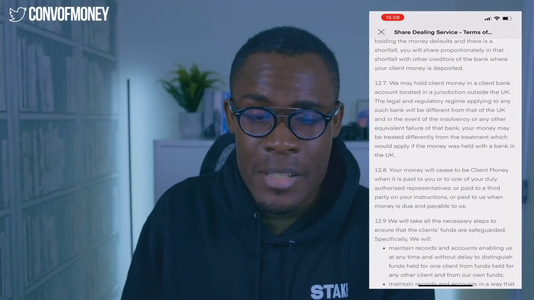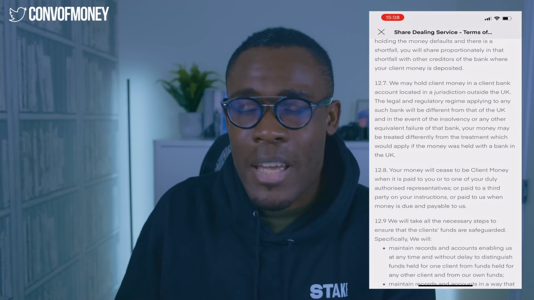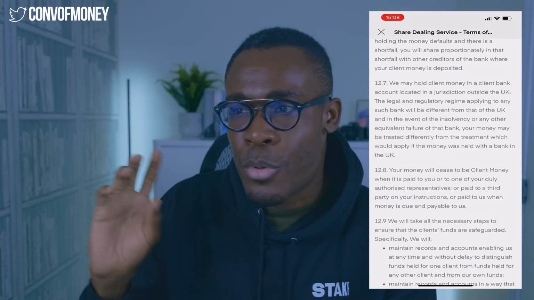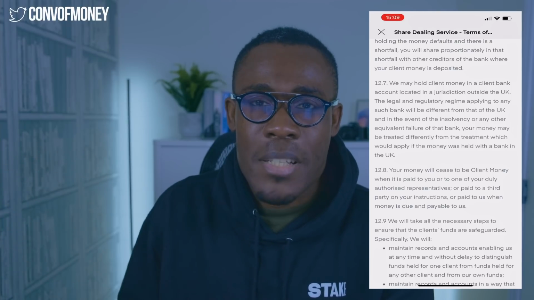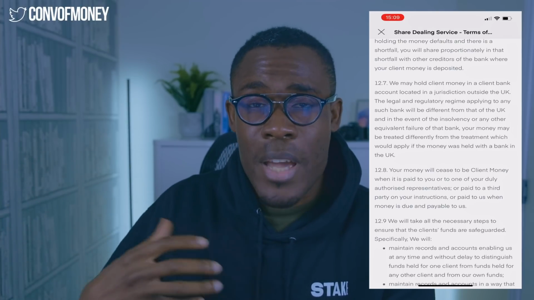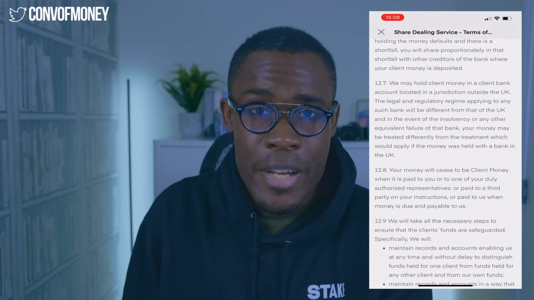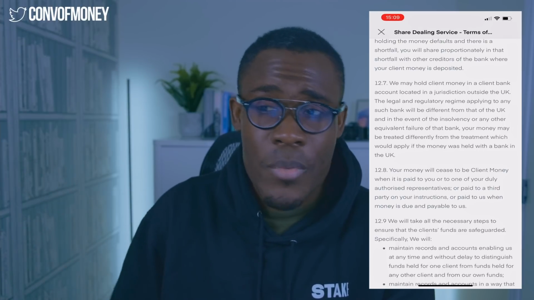It essentially means that if, for example, they are holding money in a bank account in Cyprus, I'm just using this as an example, I'm not saying that they have bank accounts or use third parties with bank accounts in Cyprus, what that basically means is because it's outside of the UK jurisdiction, potentially the Financial Services Compensation Scheme protections that you have up to £85,000 will not apply.